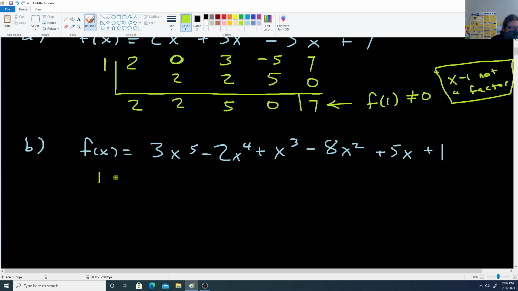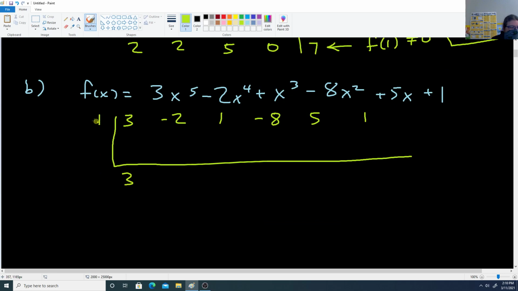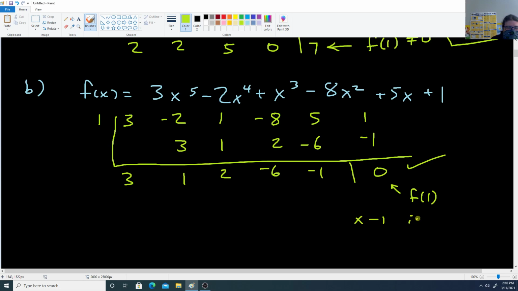So in this one, to see if x minus 1 is a 0 of this function, we got 3 for x to the fifths, negative 2 for x to the fourths, 1 for x cubed, negative 8 for x squared, 5 for x's, and 1 for the constant term. So we'll do synthetic division. Bring down a 3. We get 3, 1, 1, 2, 2, negative 6, negative 6, negative 1, negative 1, and we get remainder 0. So this is good. This is f of 1. So f of 1 equaled 0, which says x minus 1 is a factor in this situation. We got x minus 1 as a factor.